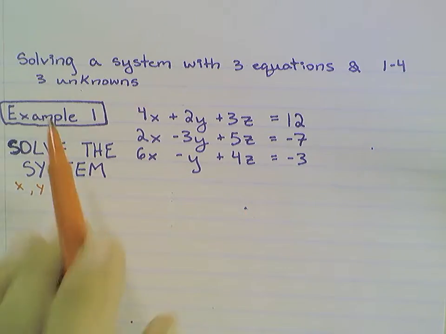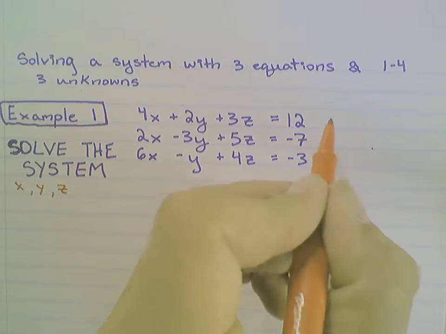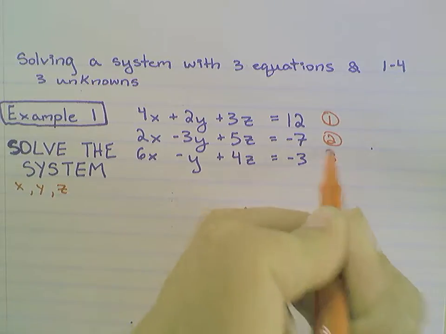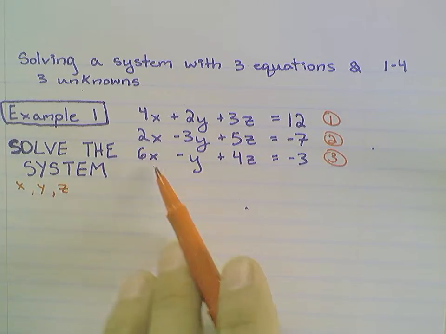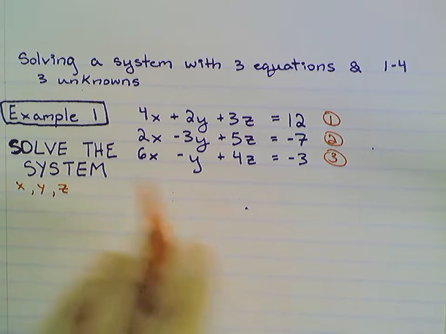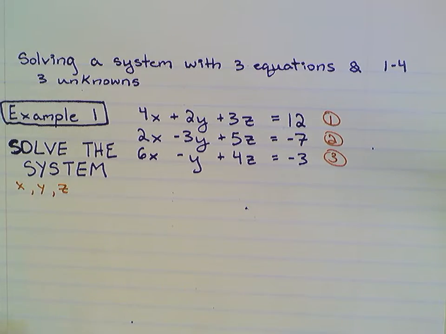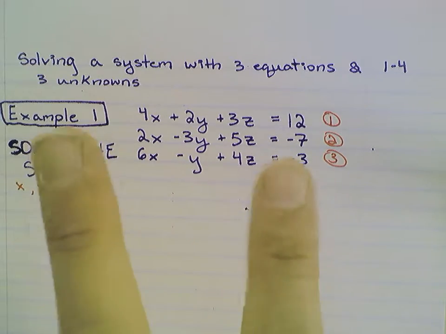Now, when solving a system with three equations and three unknowns, we always want to make sure that we label the three equations. This first equation is equation 1, the second one is equation 2, and the third one is equation 3. Our first goal when solving systems of equations is to get it down to just two equations. Right now we're at 3, but we ideally want to get it to 2.